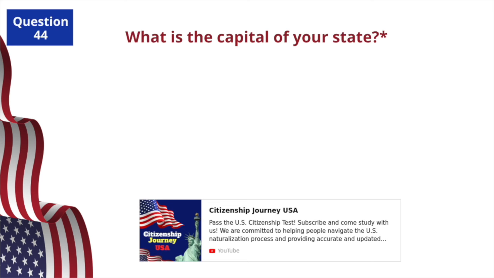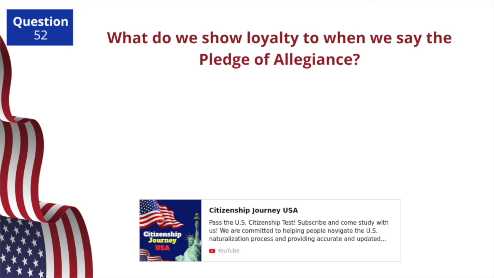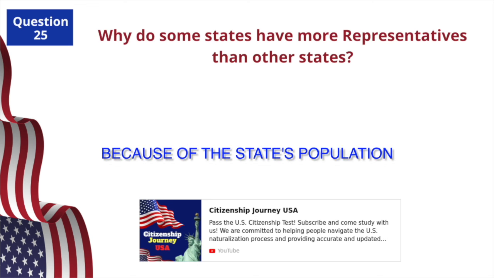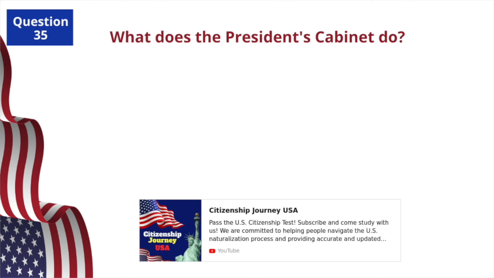What is the capital of your state? What do we show loyalty to when we say the Pledge of Allegiance? The United States. Why do some states have more representatives than other states? Because of the state's population. What does the president's cabinet do? Advises the president.